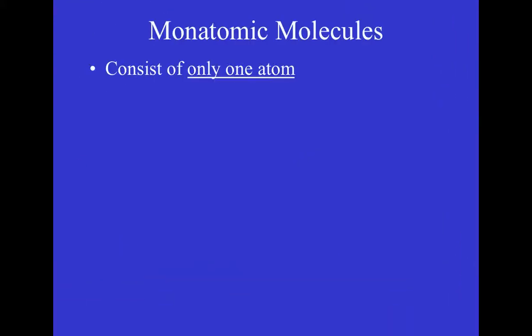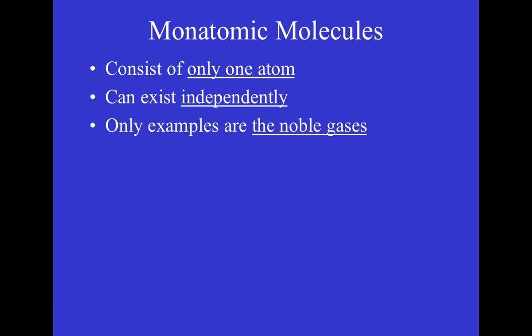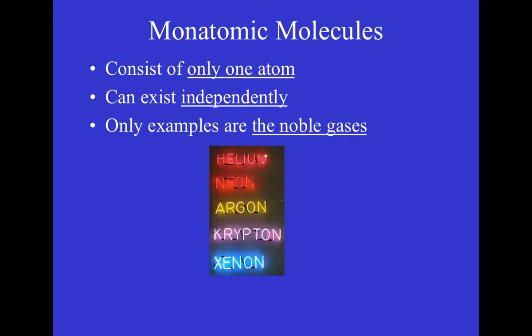We also have monatomic molecules. These are one-atom molecules because they can exist independently without having to form a bond. The only examples we have are the noble gases. We would call them neon lights, but that's actually not true. Each of these gas tubes is filled with a different noble gas, so you can see how the different noble gases can be used in so-called neon lights to produce different colors. Neon actually only exists in that red-orange color.